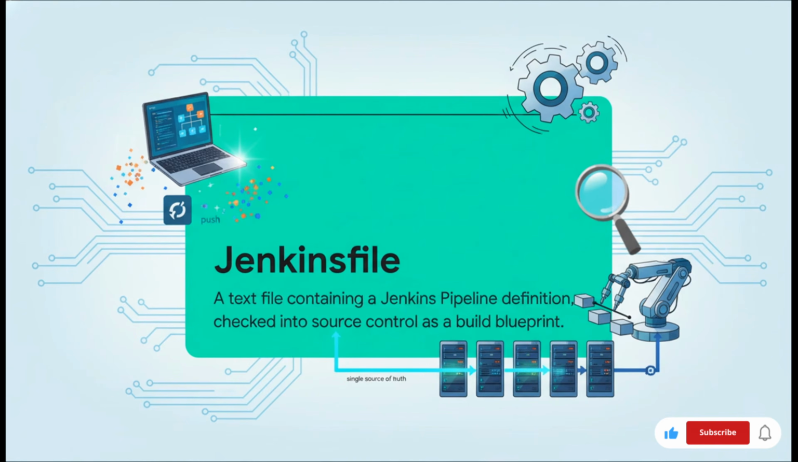So what is a Jenkinsfile, really? At its heart, it's just a text file. But it's a very special one that acts as the complete blueprint for your entire CI/CD pipeline. And because you check this file into source control like Git, you suddenly unlock versioning, easy collaboration, and a single source of truth for your whole automation process.